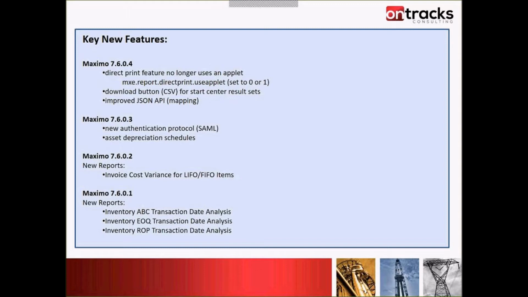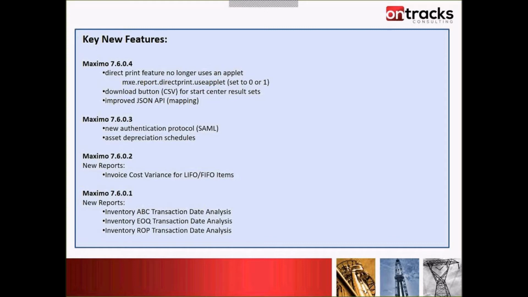7603, there was a new authentication protocol introduced. So SAML is an authentication protocol that authenticates to an identity provider rather than an Active Directory. So that was introduced. One of the really cool features that was introduced in 7603 was asset depreciation, and we'll talk a little bit more about this later on in the slides. But asset depreciation was originally introduced in the transportation industry solution, but now it's been built into base Maximo.